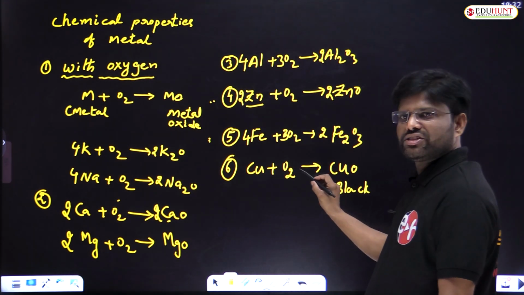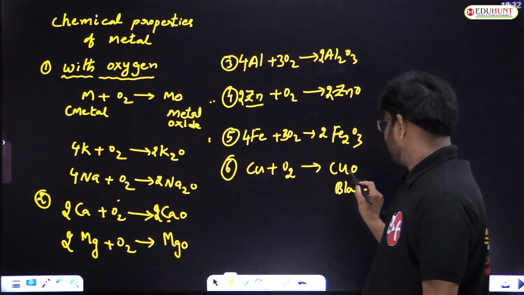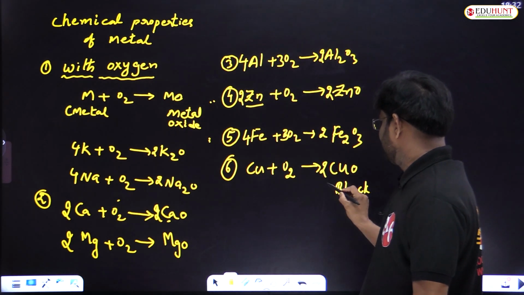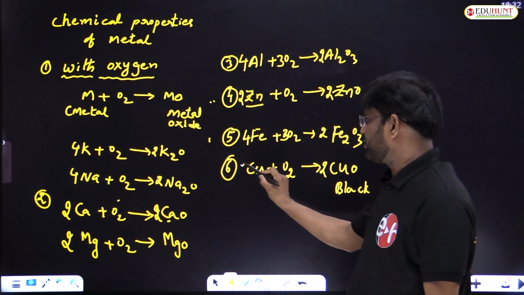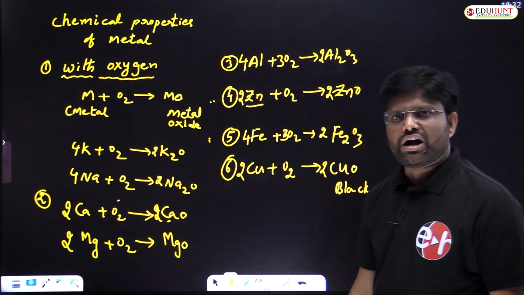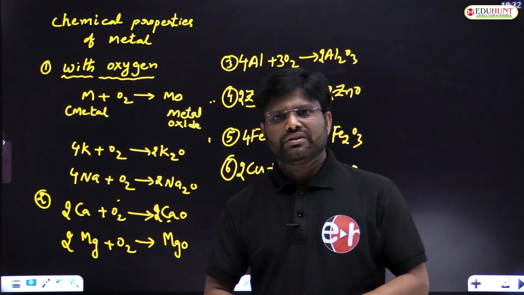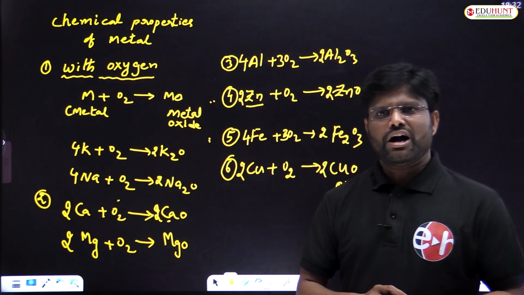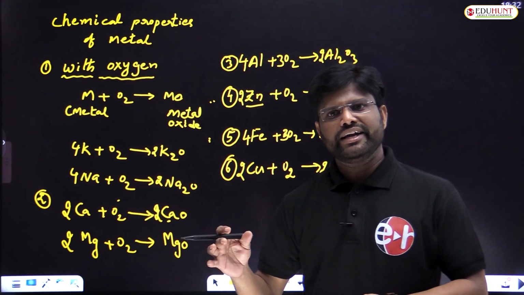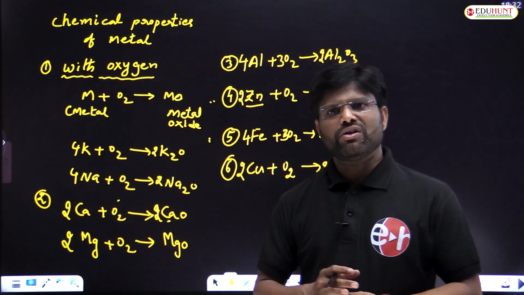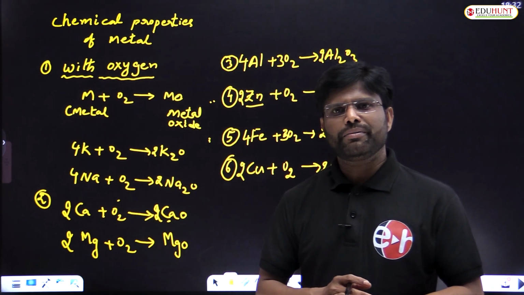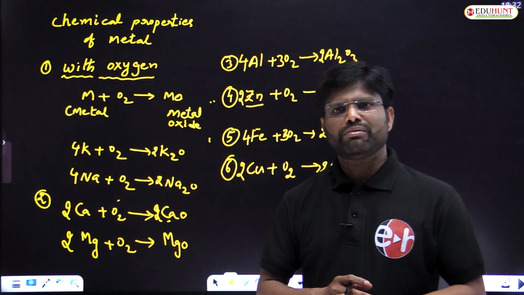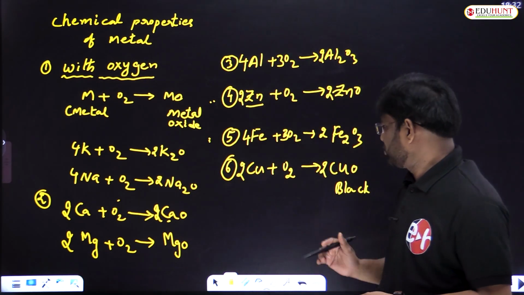So, in order to balance this reaction, here 2 oxygens, here only 1 oxygen. So, you should give here 2. 2 coppers, here only 1 copper. So, 2 coppers. So, copper does not react with oxygen even on strong heating. Copper is heated prolongedly in the presence of oxygen to form copper 2 oxide, which is a black color. So, this is black color.